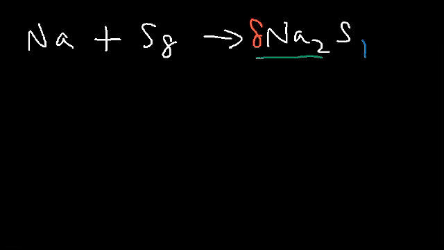How many sodium atoms do we have on the left side? 8 times 2 is 16. I meant to say on the right side, not on the left side. So we have 16 sodium atoms on the right side. That tells us that we need to put a 16 in front of Na. And now the reaction is balanced. So the coefficients are 16, 1, and 8. Try this one.